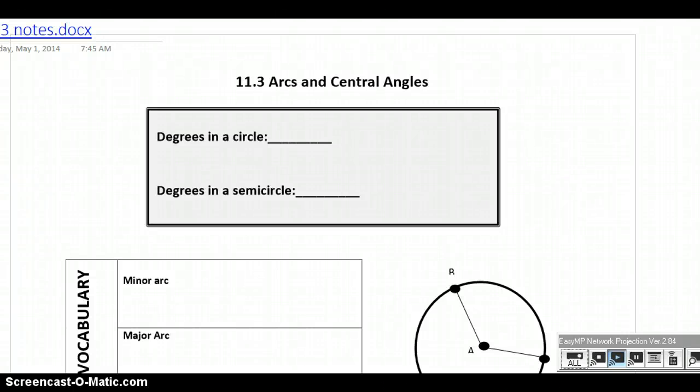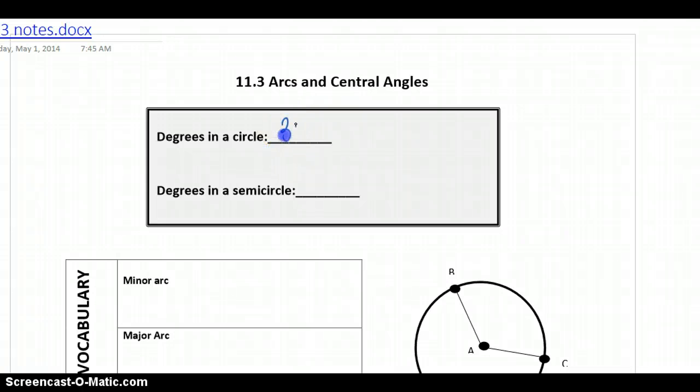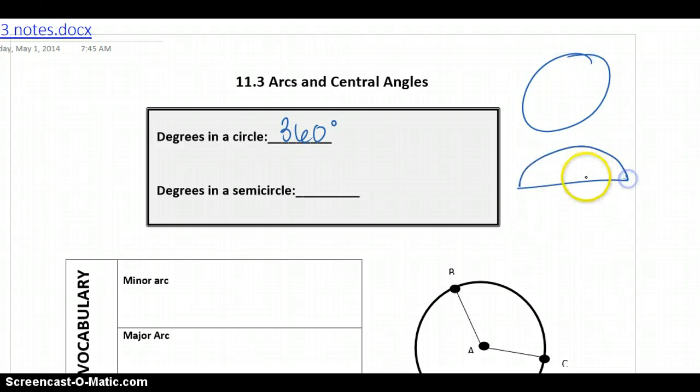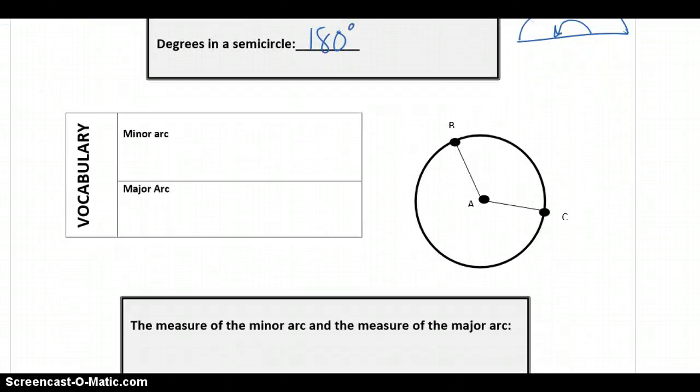How many degrees do you think are in a semicircle? 180. You are correct. If there are 360 degrees in a full circle, in half a circle, the measure of this angle here is 180 degrees. That's 360 divided by 2. Alright, so we're going to be talking about the angle measures inside of circles as well today. Keep those things in mind.